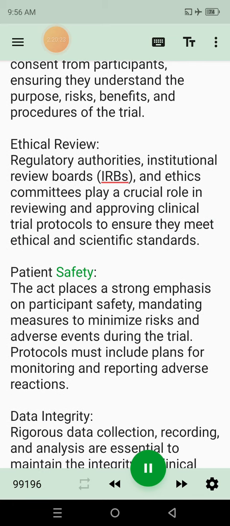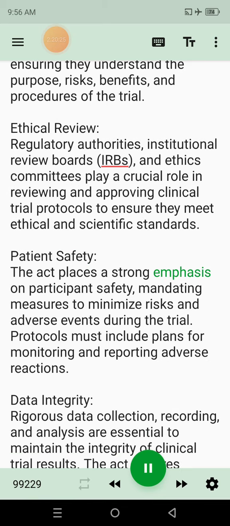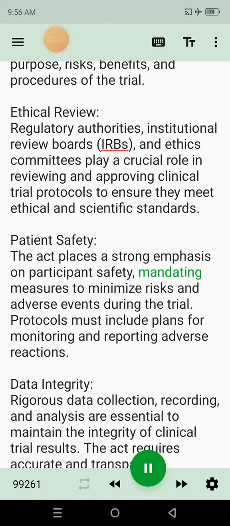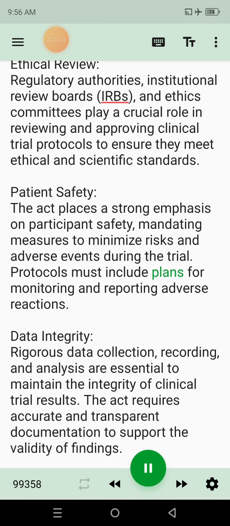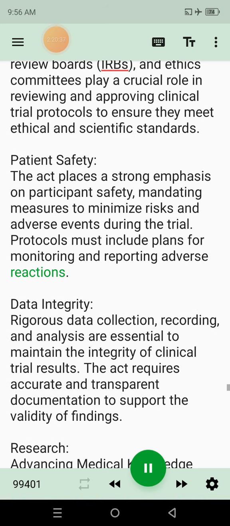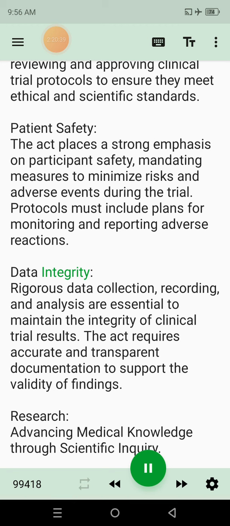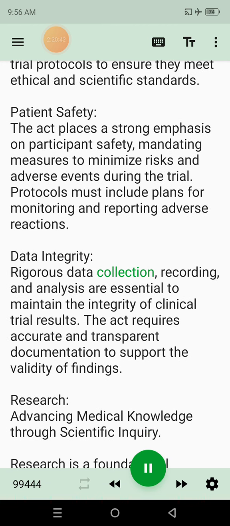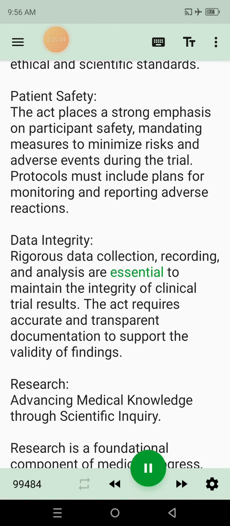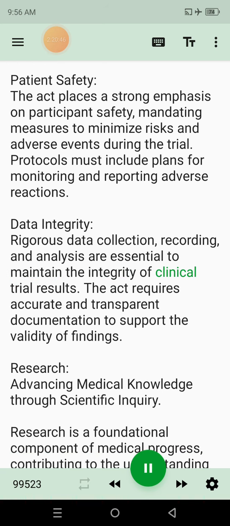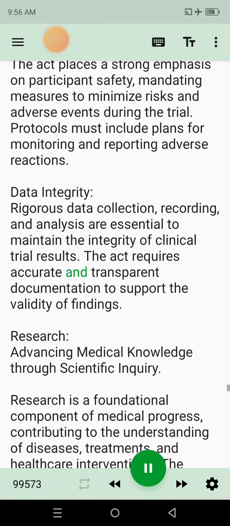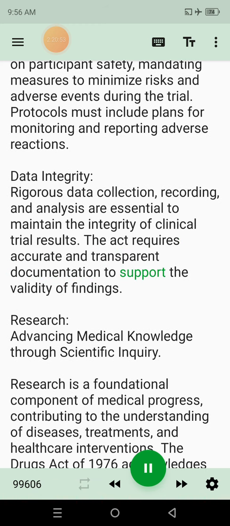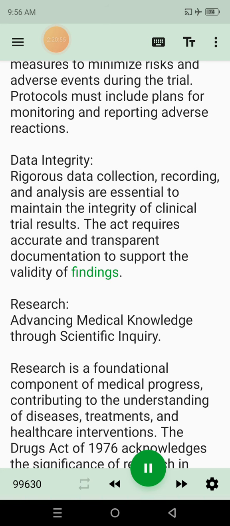Patient safety. The Act places a strong emphasis on participant safety, mandating measures to minimize risks and adverse events during the trial. Protocols must include plans for monitoring and reporting adverse reactions. Data integrity. Rigorous data collection, recording, and analysis are essential to maintain the integrity of clinical trial results. The Act requires accurate and transparent documentation to support the validity of findings.